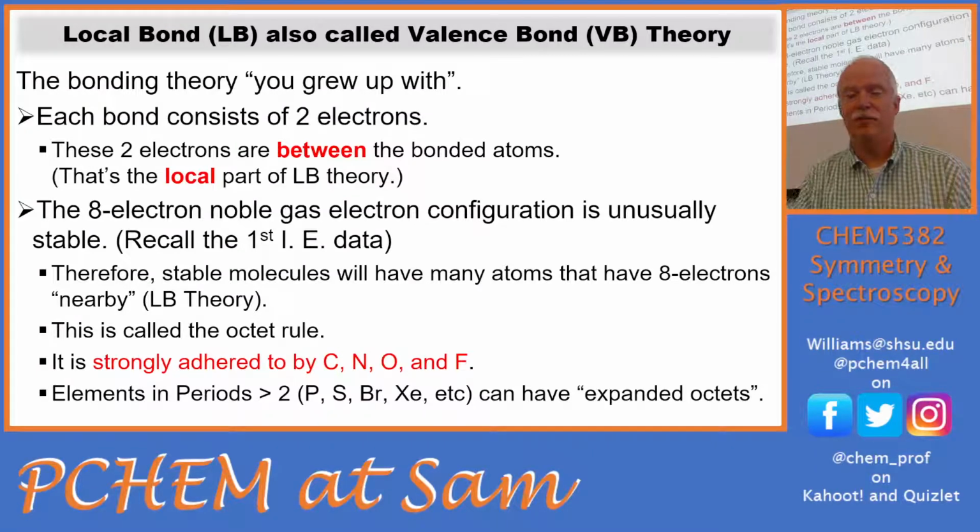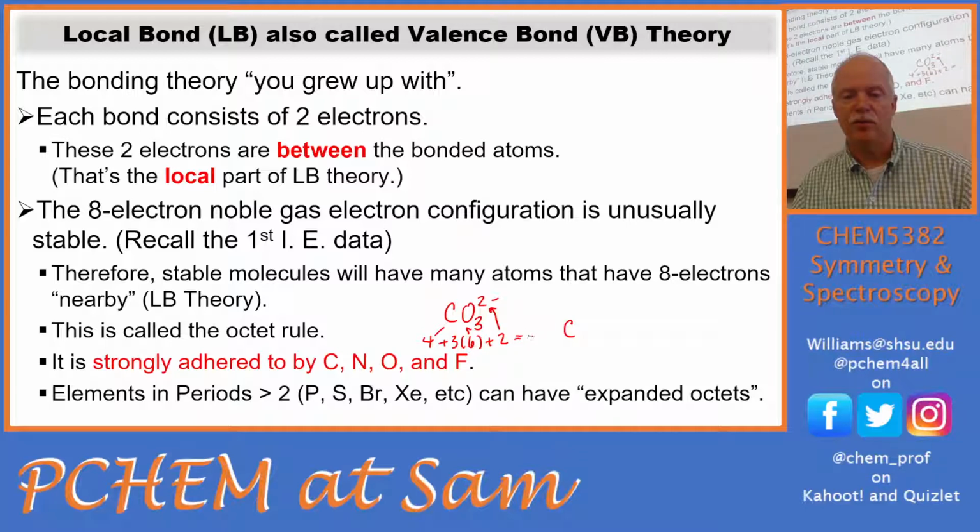Let's just think of carbonate, CO3 2 minus. Okay, so we've got carbon. Let's count up all of the valence electrons that we have. We have 4 valence electrons from carbon, plus 3 times 6 from the oxygen, plus 2 more from the negative charge. So it looks like 24.